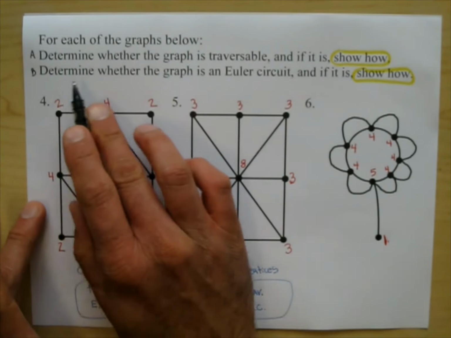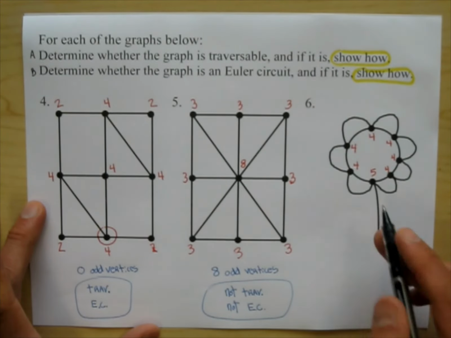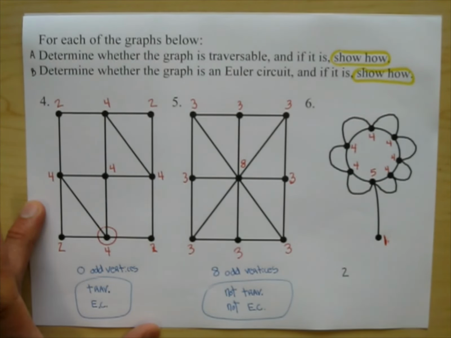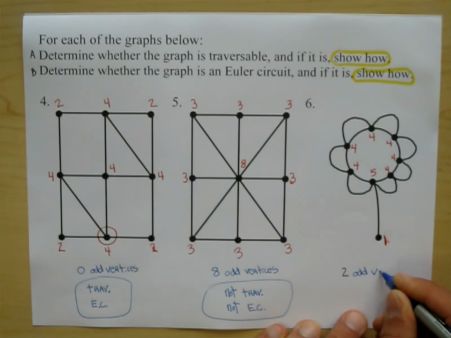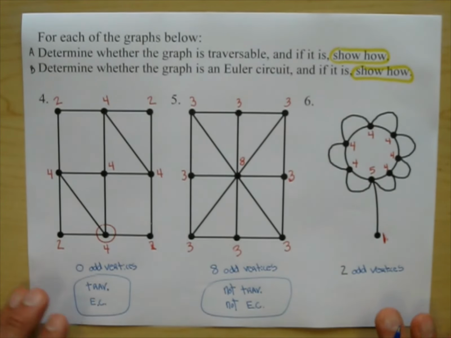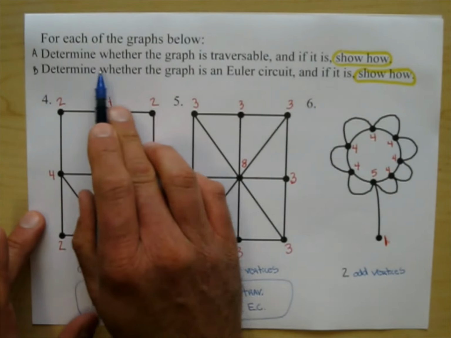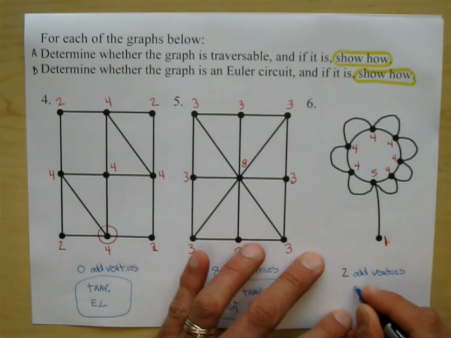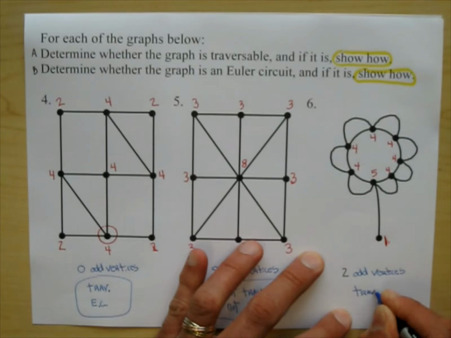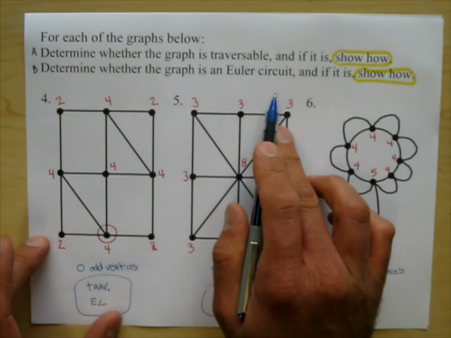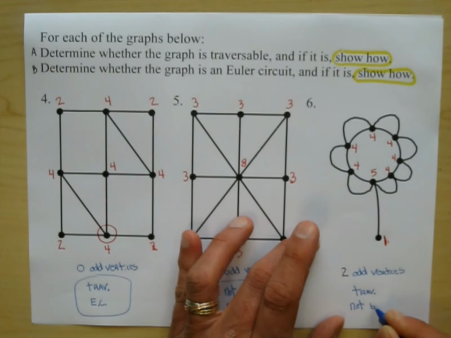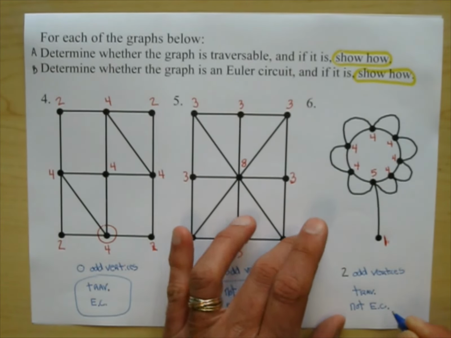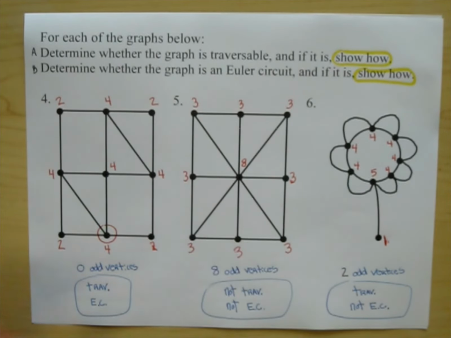So that's what we do to do all these problems. We count the odd vertices. There's only 2 of them. 2 odd vertices. That was black ink there. I didn't mean to do that. And 2 odd vertices. Well, is the graph traversable? The answer is yes, it is traversable. Is it an Euler circuit? No, it is not an Euler circuit. So there's the answer right there.